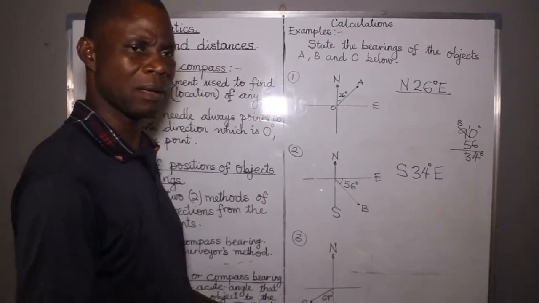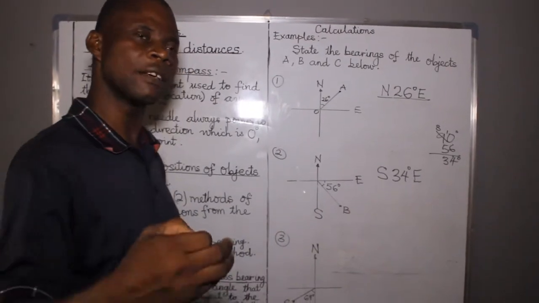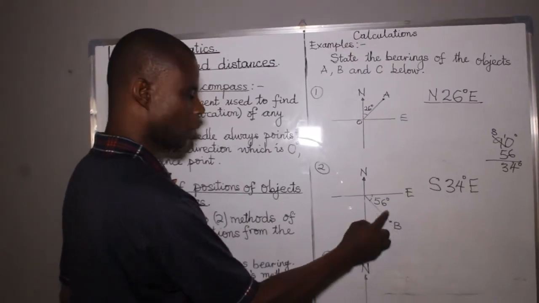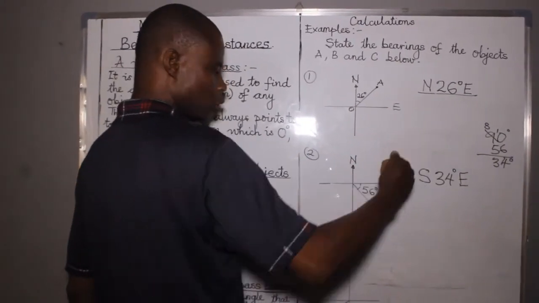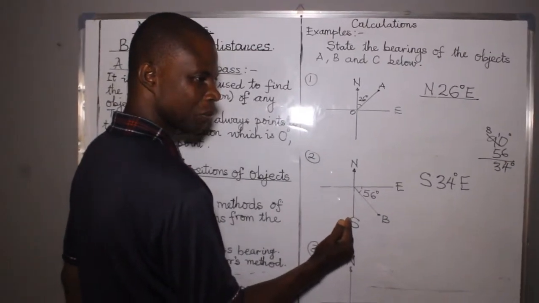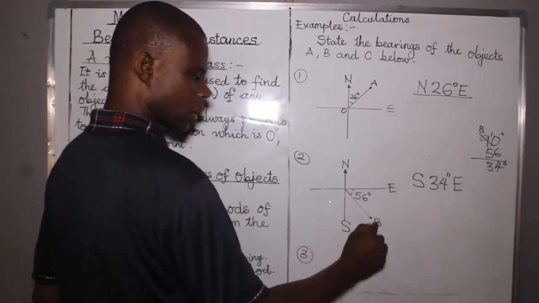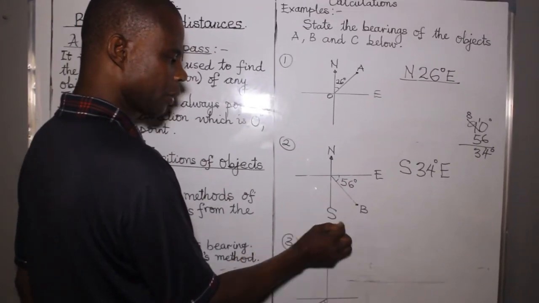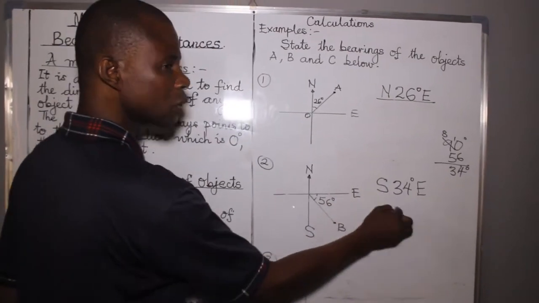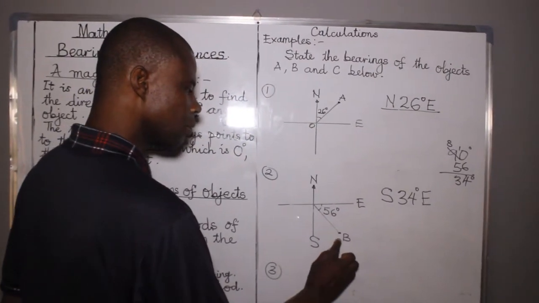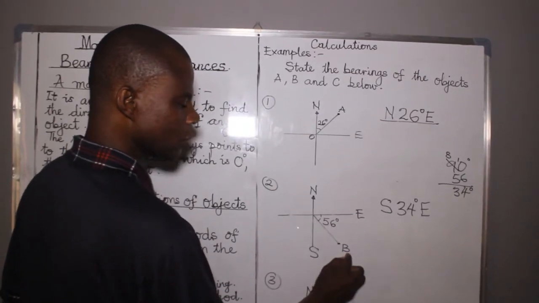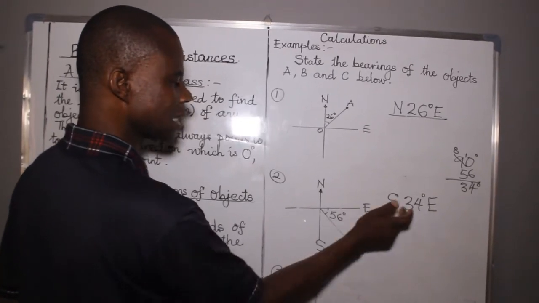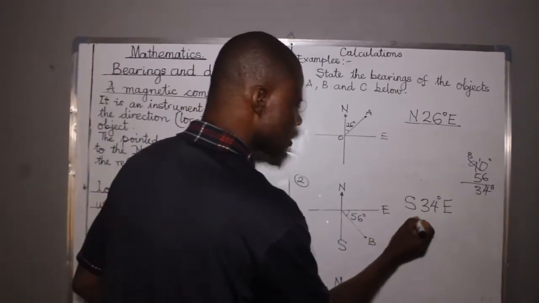Southeast. Why is it 34 and not 56? Because we are not reading from this place down. We are reading from south to the east. So this point now stands as 0. So how far will it go to get to B? Because from here to here is 90. So we take this from this. We are not reading east-south. We are reading south-east. So 0. When you get to 34, then you look at B. So southeast. So it's going to be 90 take away 56, and that's 34 degrees southeast.